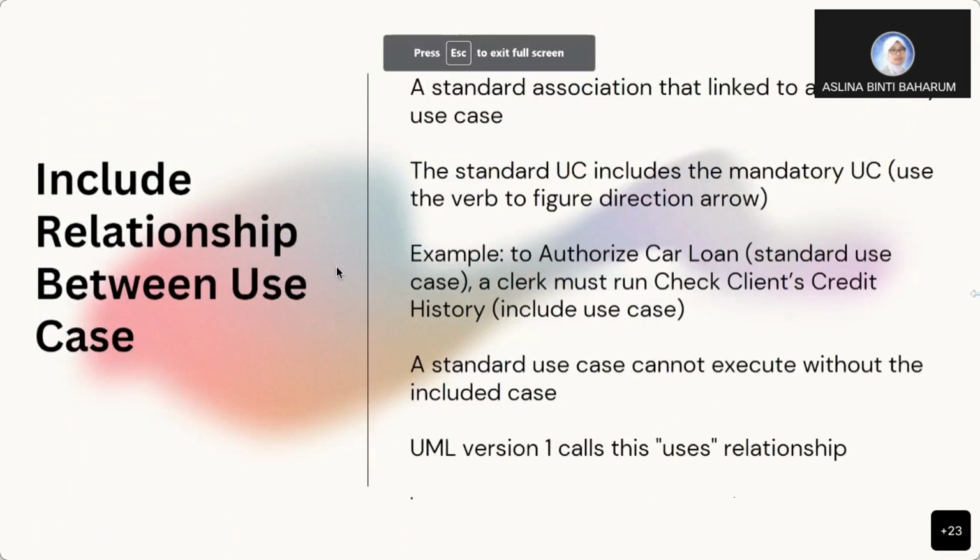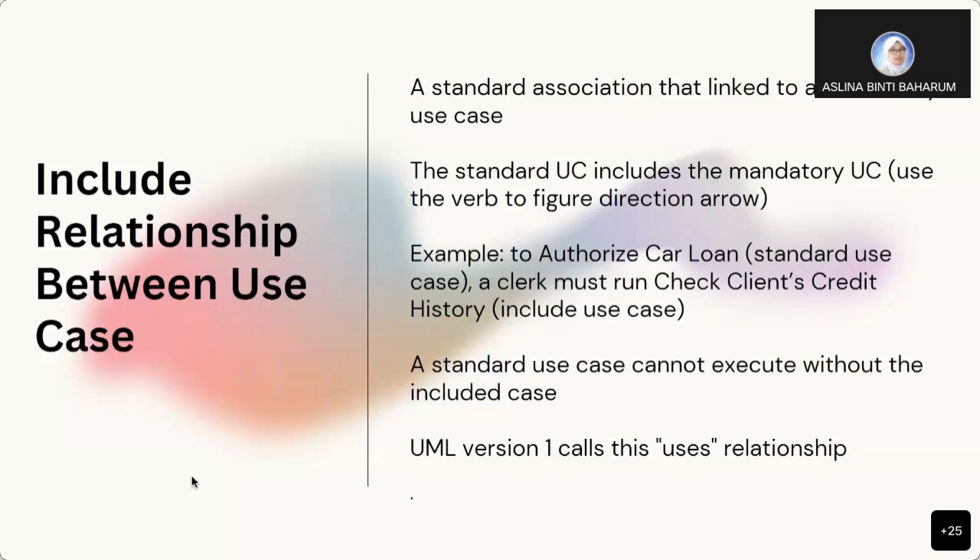Next, there are two relationships between use cases, which are include and extend. So first, we will take a look at the include use case relationship. Include relationship is a standard association that links to a mandatory use case. Include relationship shows that the behavior of the included use case is part of the including use case. The main reason for this is to reuse common actions across multiple use cases. In some situations, this is done to simplify complex behaviors.